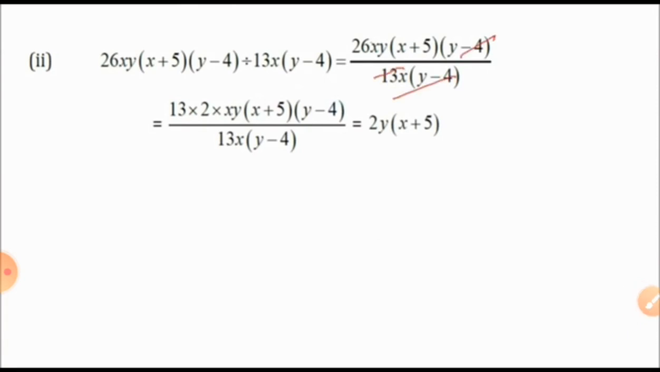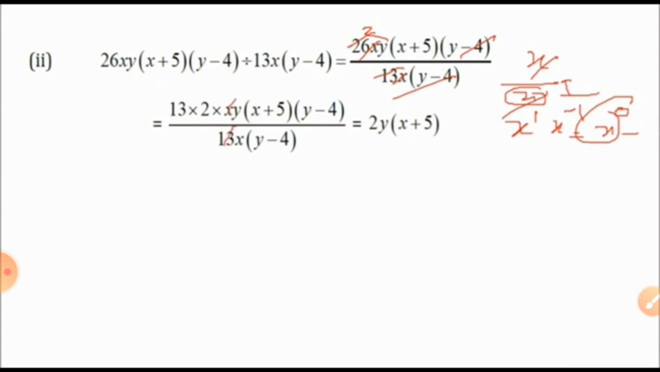26xy in bracket x plus y, y minus 4 divided by 13x, y minus 4. Yes, 13 into 26. X will cut, y will be left. Correct, beta? In place of that, you can write 13 into 2xy. Then after that 13x you can cut out. You are having the 2y and x plus 5 because y minus 4 will be cut out.